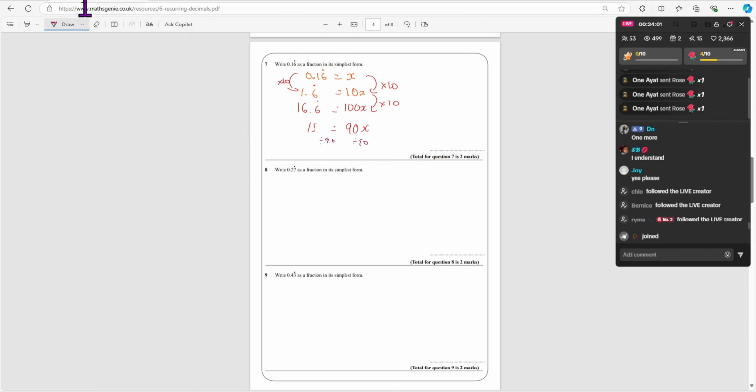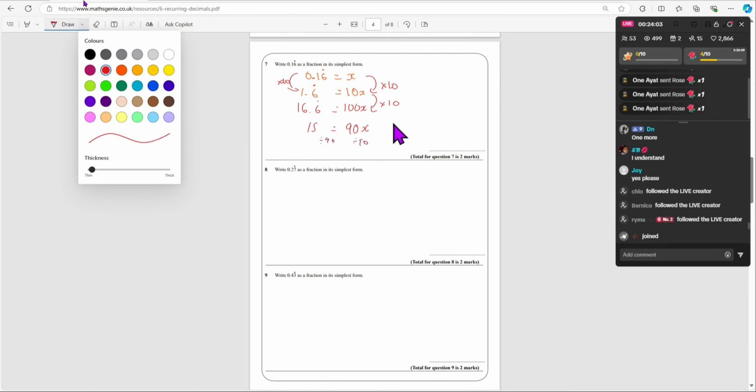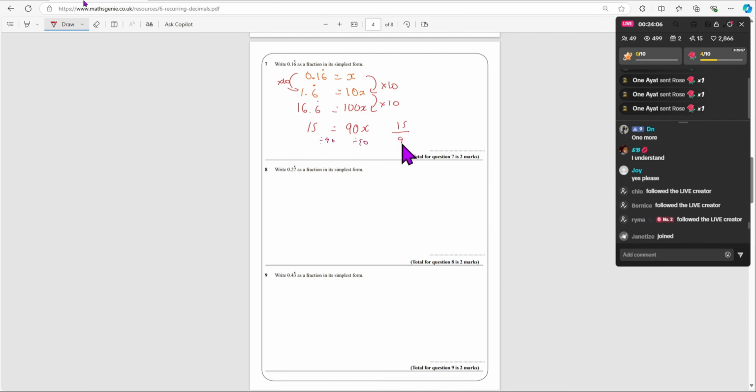And we're going to write it as 15 over 90 is equal to x. Now, this can be simplified. So when it's simplified, you're going to divide the numerator and the denominator by 15, and your final answer will be 1 over 6. Okay? Final answer will be 1 over 6.